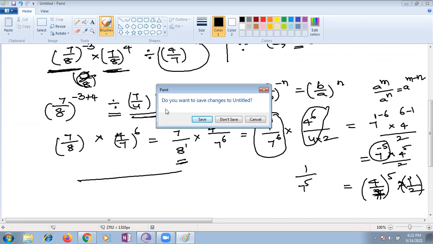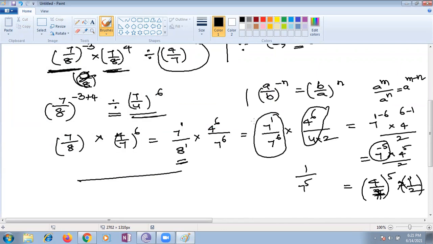My answer is 4 by 7 whole to the power 5. Ma'am, we can even write that as 4 by 7 whole to the power 5 into 2 to the power minus 1. Yes, you can take it as 2 power minus 1, this is a negative exponent. 2 is a rational number.